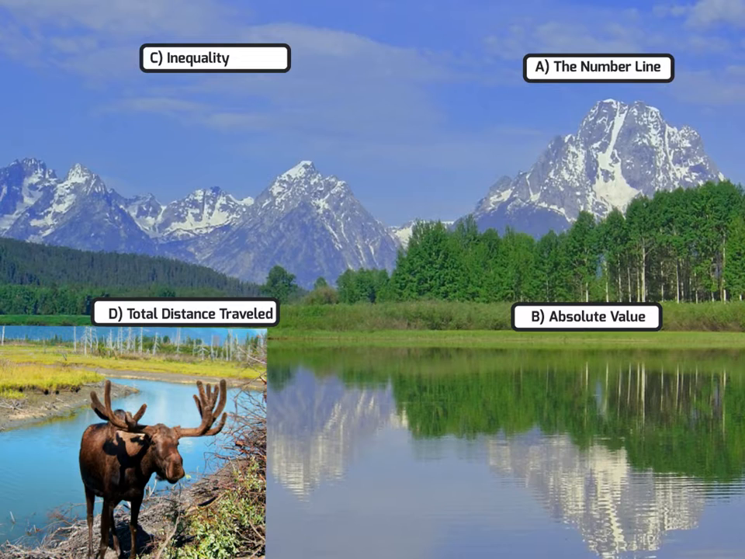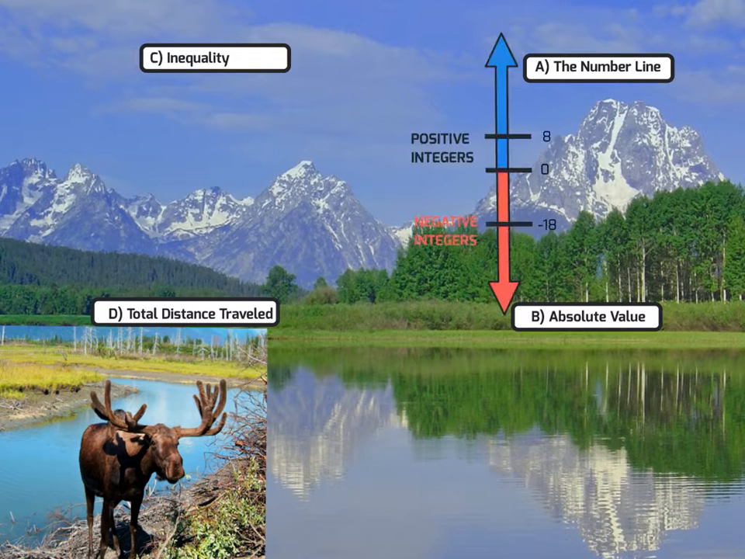And your job is to, first of all, write a number line that shows the temperature of the lake and the temperature of the tippy top of this mountain. And then you got to write the absolute value for both 8 and negative 18. Then you've got to write an inequality for 8 and negative 18. And then you're going to talk about the difference in temperature from the temperature here at the lake and the temperature up here on top of this mountain. So let's go ahead and get started with our number line.